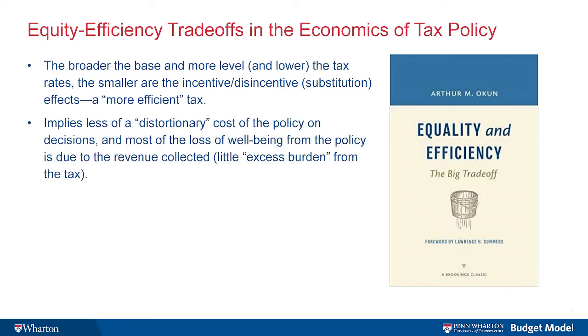It means that that tax is going to have less of a distortionary cost on decisions. So it's not going to distort economic decisions, behavior very much. And then most of the loss of well-being from the policy will be literally captured in the amount of revenue that's collected from people. So tax economists like to label that as having very little excess burden from the tax. Most of the burden of the tax is just because it took dollars from people. People paid the tax, in other words. There's not much excess burden, which is the burden of a tax over and beyond the revenue collected.